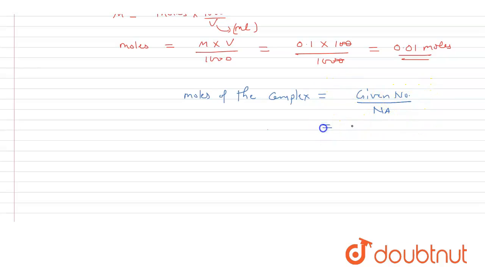So from here, the given number is 1.2 x 10^22, and the Avogadro number is 6.02 x 10^23.